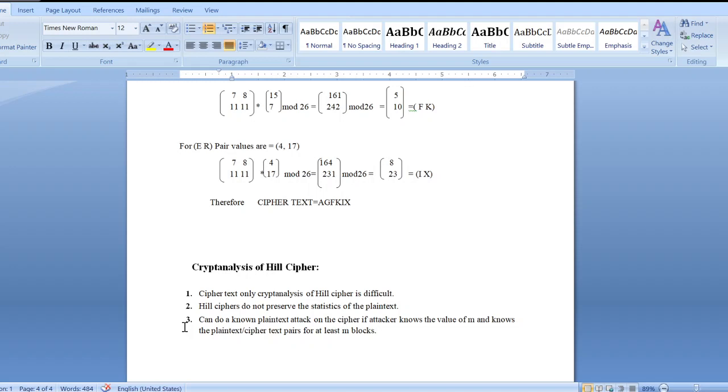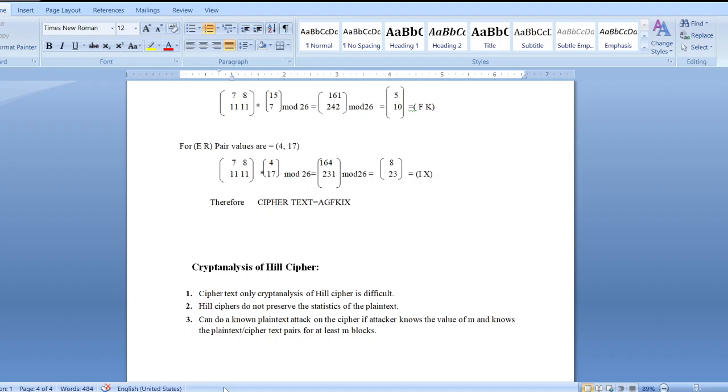Hill ciphers do not preserve the statistics of the plain text. Eve cannot run frequency analysis on single letters, digrams and trigrams. A frequency analysis of words of size m might work, but it is very rare that the plain text has many strings of size m that are the same. But we can do a known-plaintext attack on the cipher if the attacker knows the value of m and knows the plaintext-ciphertext pairs for at least m blocks.